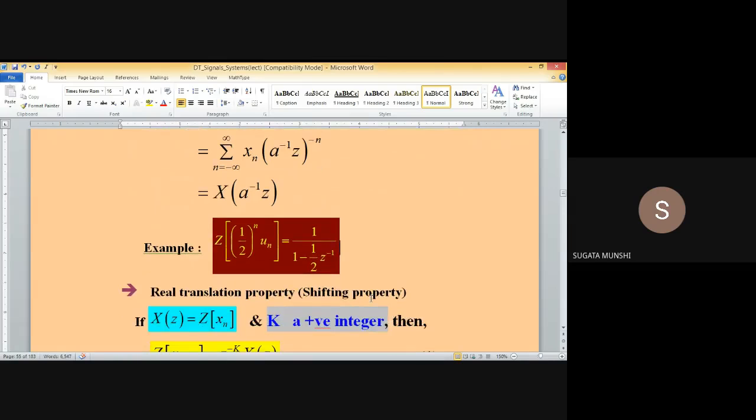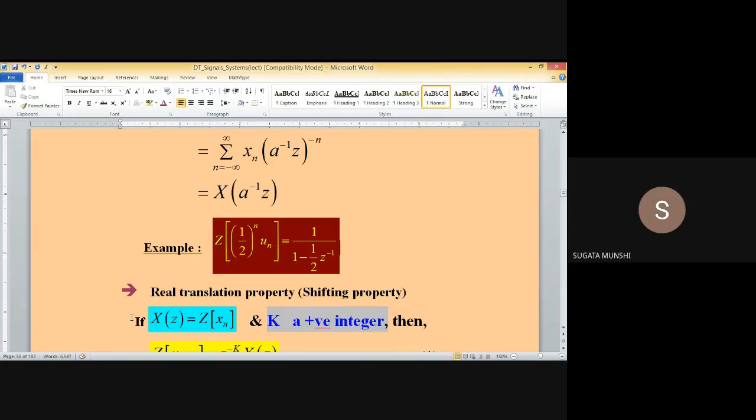Now have a look at an important property, which is the real translation property or shifting property. Sir, in the exam, if we are asked to derive the Z transform of an exponentially decaying discrete sinusoidal sequence, then we have to use the basic definition of Z transform, or we can do this via the multiplication by a to the power n, that is the scaling in Z domain property. It depends how the question is framed.